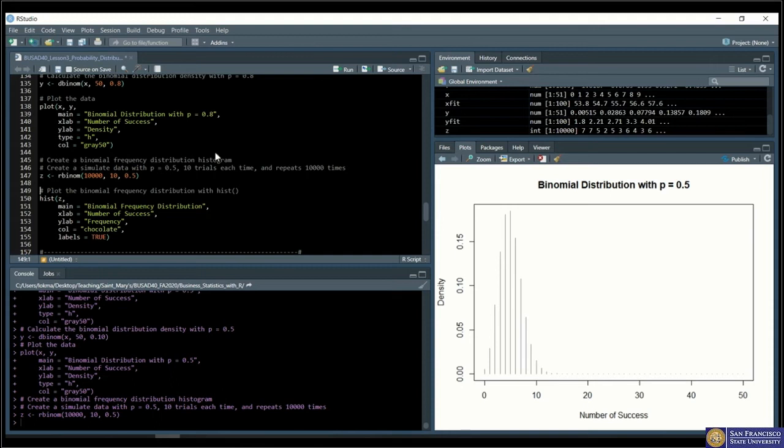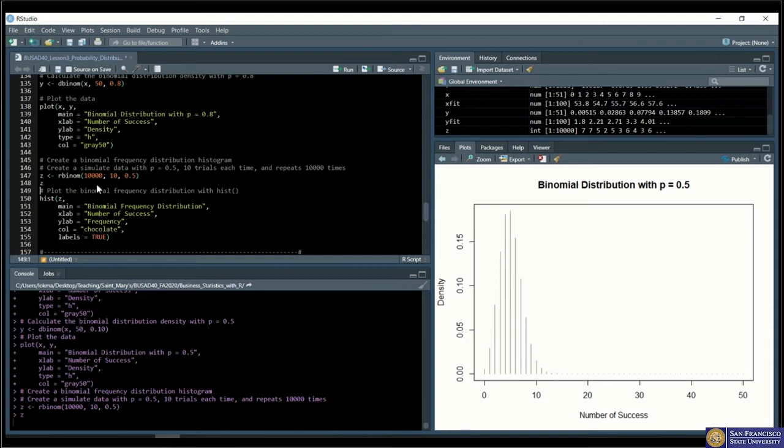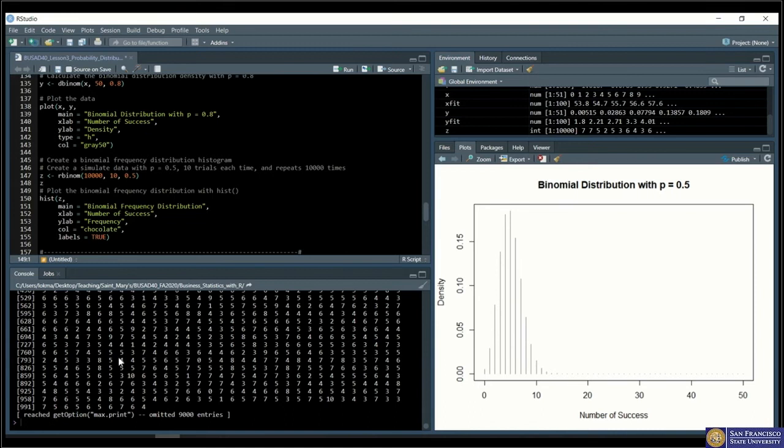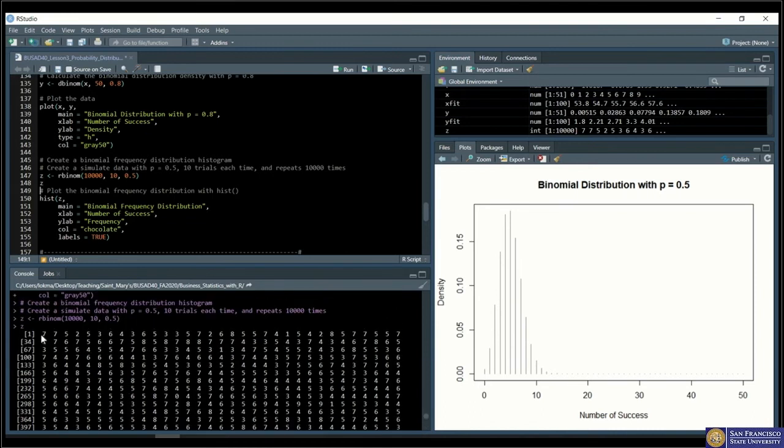And again, if you wonder what the Z looks like, you can always print it out like this. So as you can see, I have 1,000 observations here. The first observation basically tells us that for every 10 trials, I do 10 trials in this study, and I got 7 successes the first time.